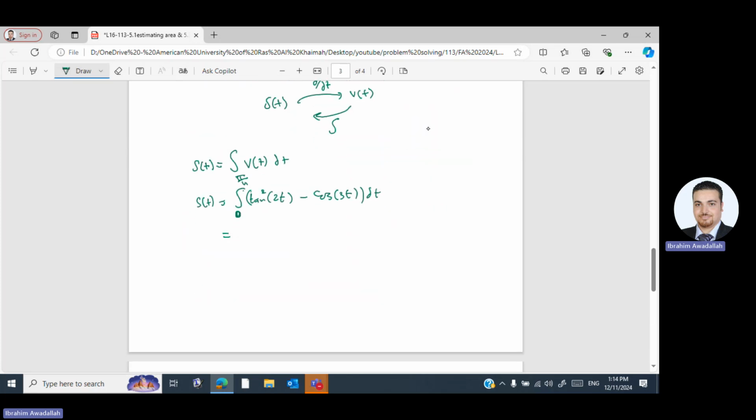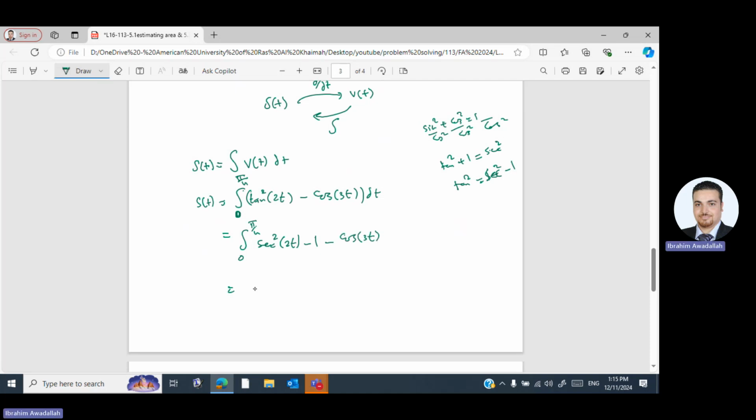How can we find it without a calculator? Sine squared plus cosine squared equals 1. We need the tan: divide by cosine squared, sine squared over cosine squared, it's tan squared, plus 1 equals secant squared. So I have the tan, so the tan squared equals what? Secant squared minus 1. So we come here, write 0 to pi over 4, and replace this with secant squared 2t minus 1, minus cosine 3t.